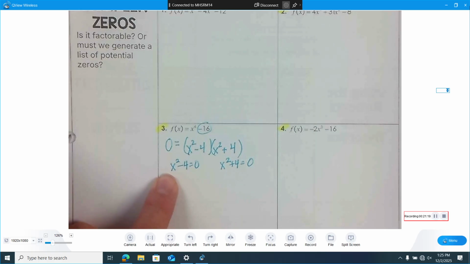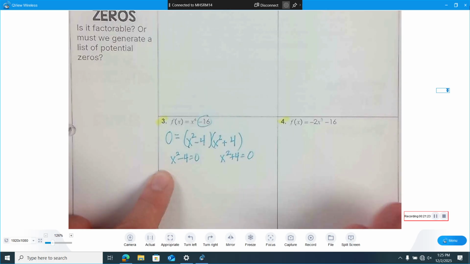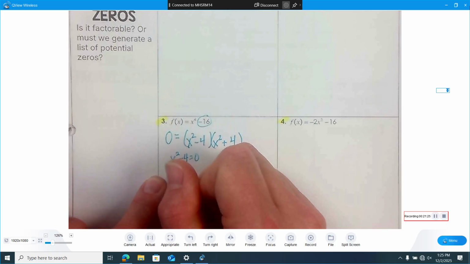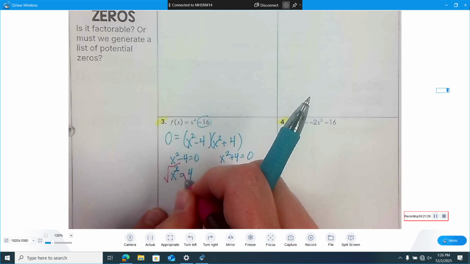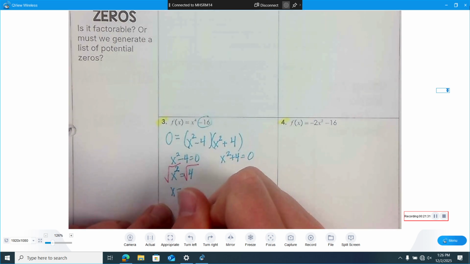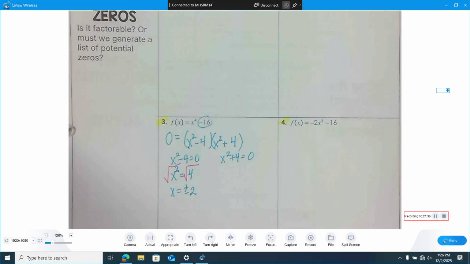So x squared minus 4, what do? Oh, we could double bubble. I'm just going to add the 4 actually. And then square root both sides. So I get x equals plus or minus 2. All right, that's a nice rational fractional answer.